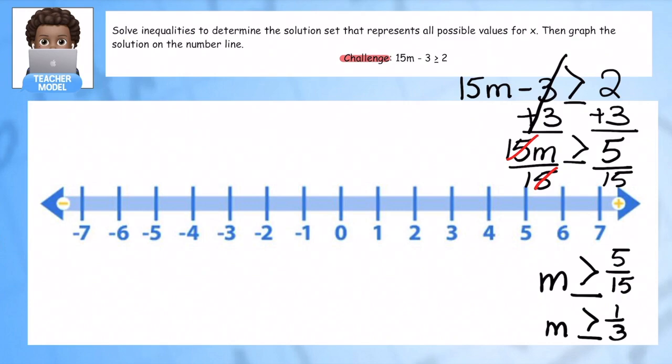So let's approximate it. This is about where 1/3 is. It's not perfect. And I'm saying that m is greater than this number.